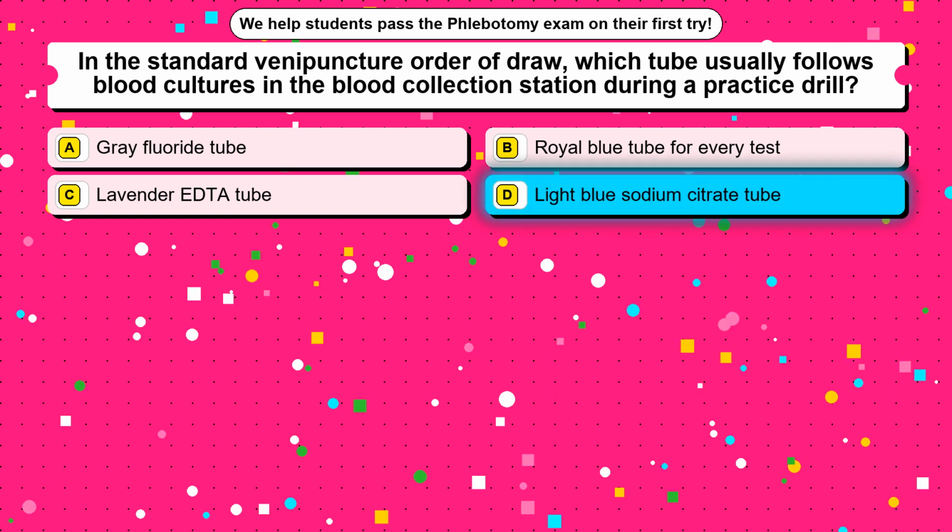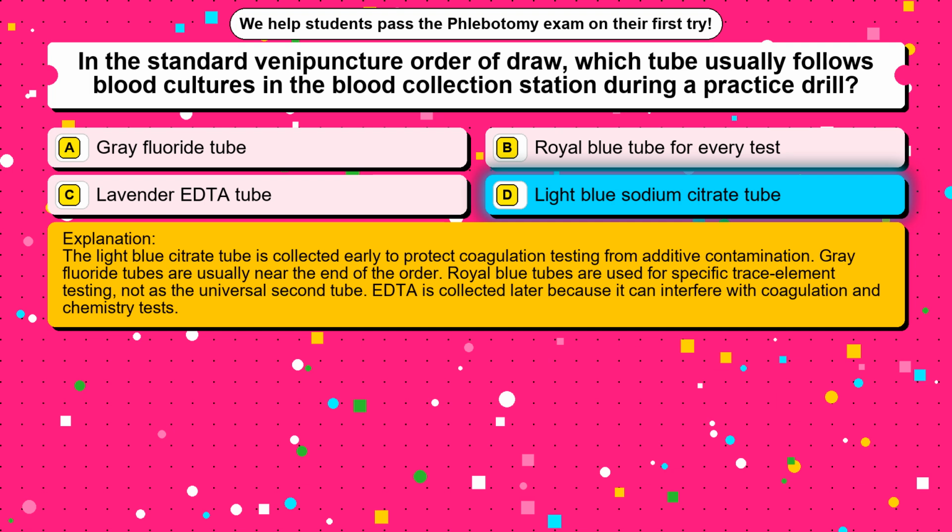The correct answer is option D. Light blue sodium citrate tube. The light blue citrate tube is collected early to protect coagulation testing from additive contamination. Gray fluoride tubes are usually near the end of the order. Royal blue tubes are used for specific trace element testing, not as the universal second tube. EDTA is collected later because it can interfere with coagulation and chemistry tests.